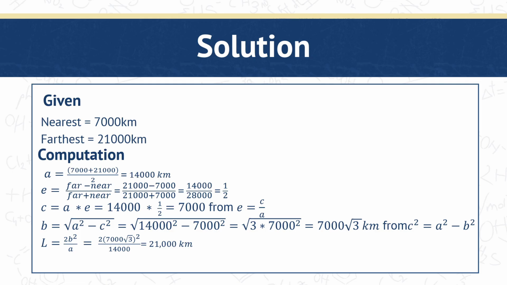That's the semi-minor axis. Now, the length of the latus rectum, the last one, we're just going to follow the standard formula. 2B squared all over A is equal to, so we'll substitute our values in. 2 times 7,000 times square root of 3 squared all over 14,000 is equal to 21,000 immediately.